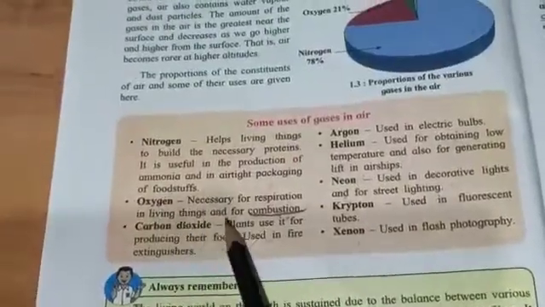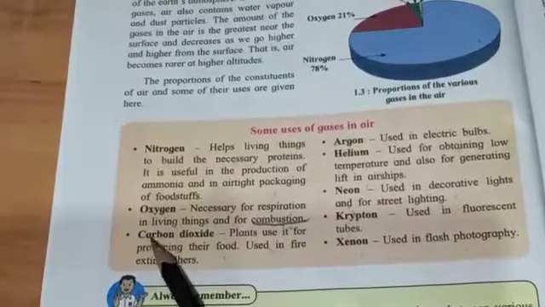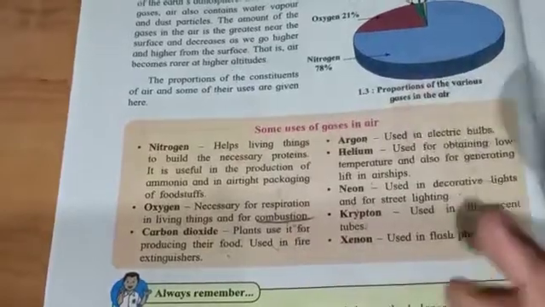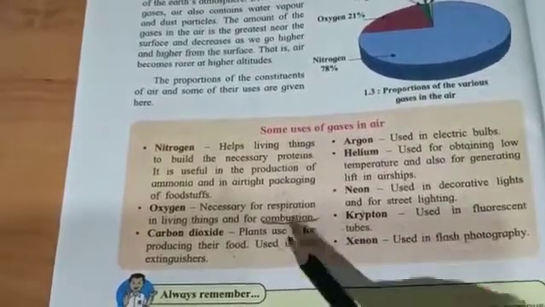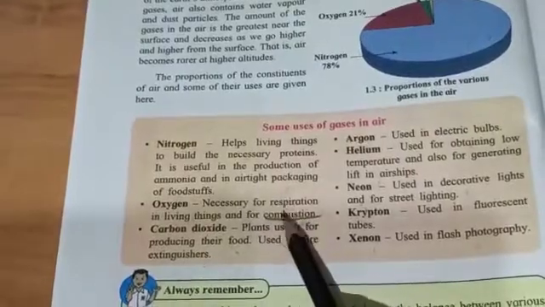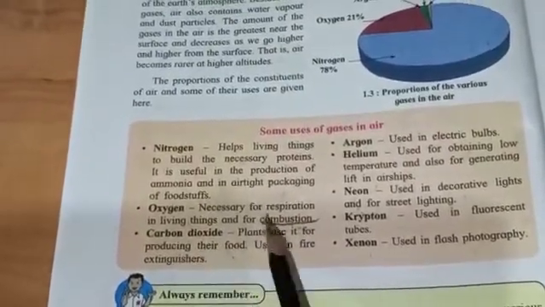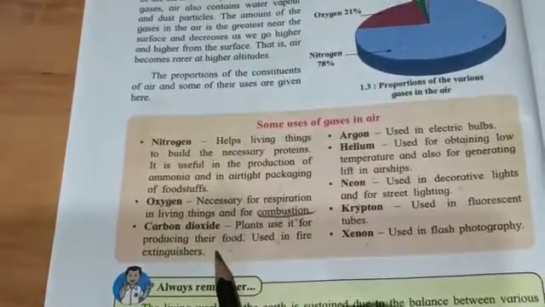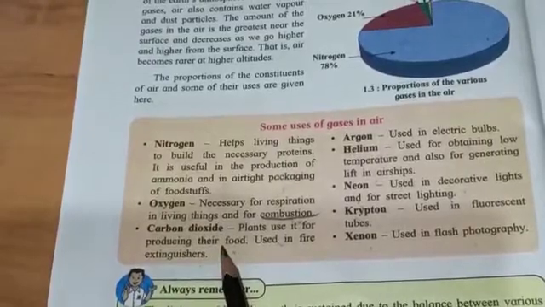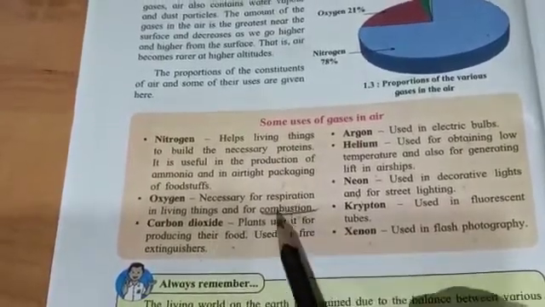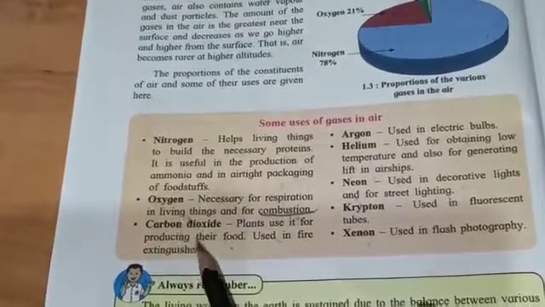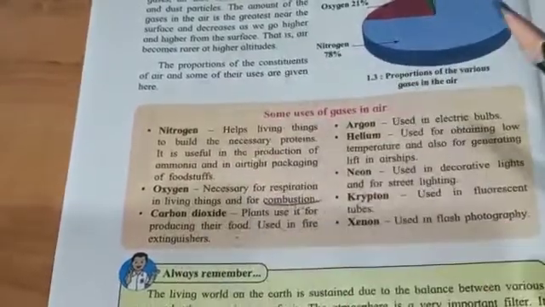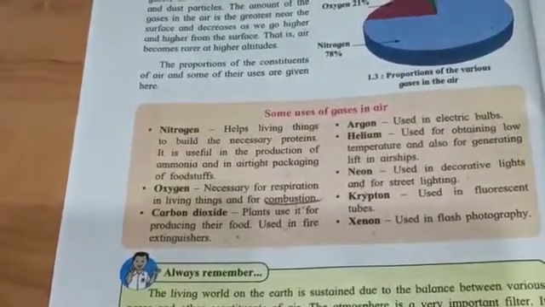Now, oxygen is necessary for respiration in living things and for combustion. Combustion means burning of anything. Okay. When we burn things, it is called combustion. And it is necessary for all living things that we know. Carbon dioxide. Plants use it for producing their food. In photosynthesis, carbon dioxide is very important, because if carbon dioxide is not there, plants cannot make their food. Carbon dioxide is also used in fire extinguishers. We see fire extinguishers in our schools and the buildings and the malls we go to.